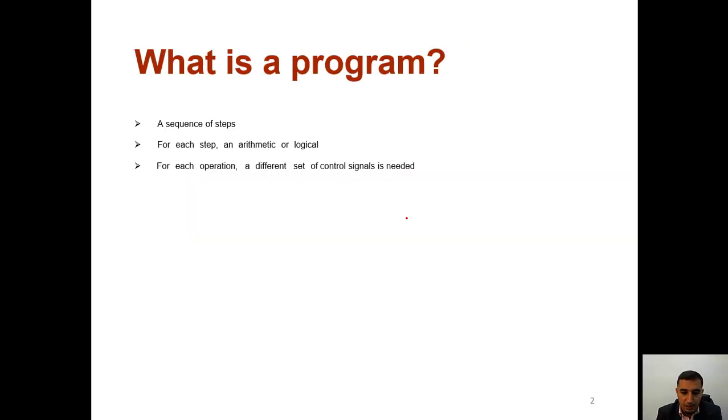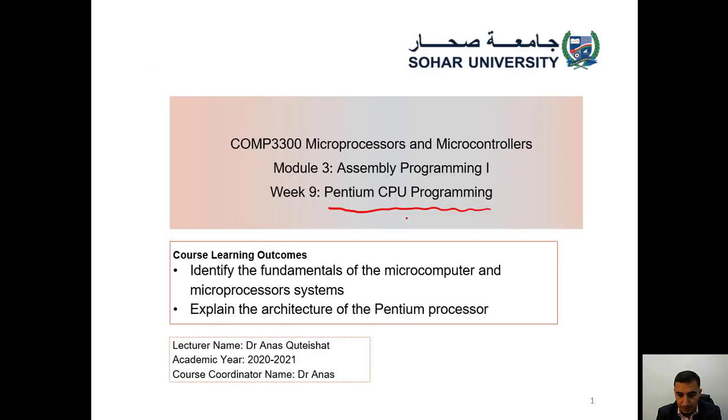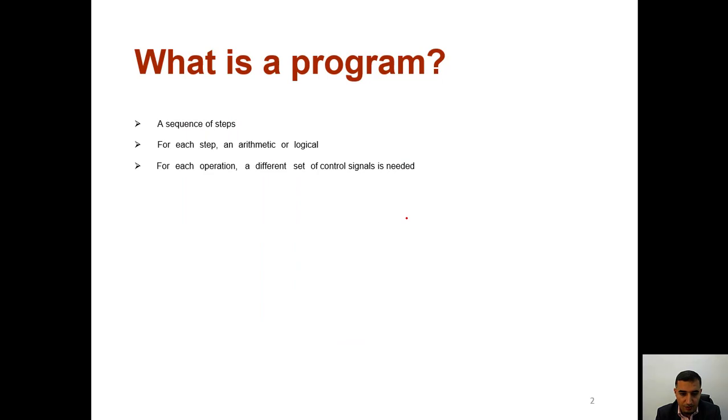We are in week number 9, in the process of discussing what is a program. By now I think you all know a program is a sequence of steps. For each step, an arithmetic or logical operation is done. For each operation, a different set of control signals is needed.